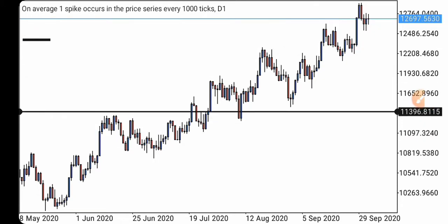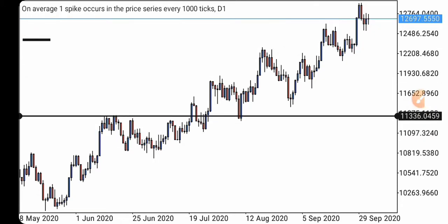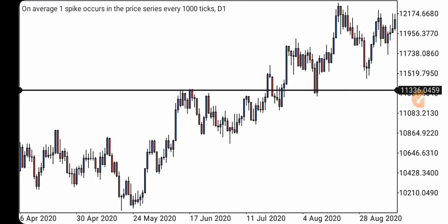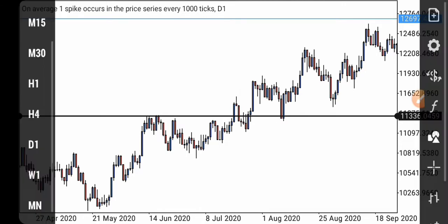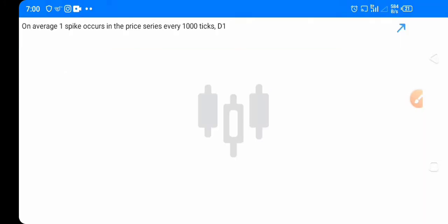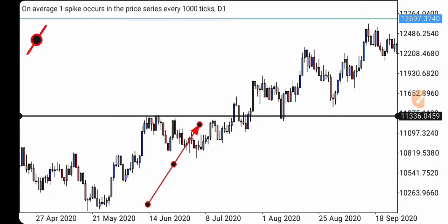Let's place it. A zone is an area on the chart where the market reverses, but it's not a particular point where, once the market gets to that level, it must reverse. You can see here, when I say a zone is an area, the market didn't touch this line properly, but here the market touched this line.